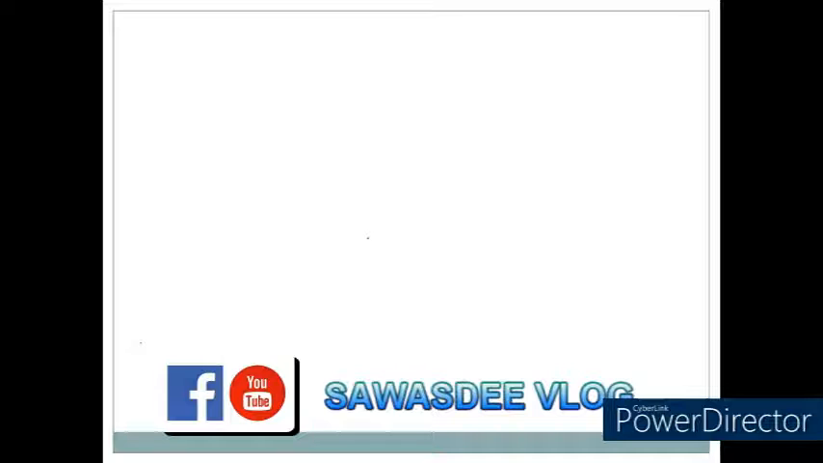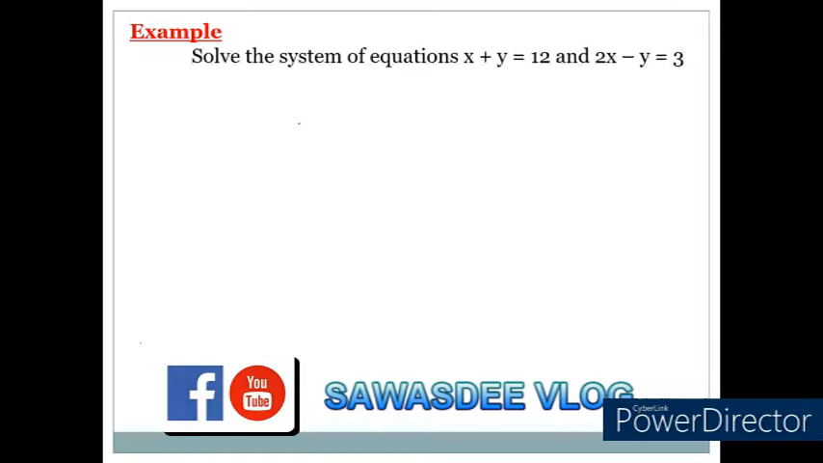Today's lesson is that we're going to solve linear equations with two variables using the substitution method. Here is the example that we are going to do. First, we are going to look at the equation. Solve the system of equations x plus y equals 12 and 2x minus y equals 3.